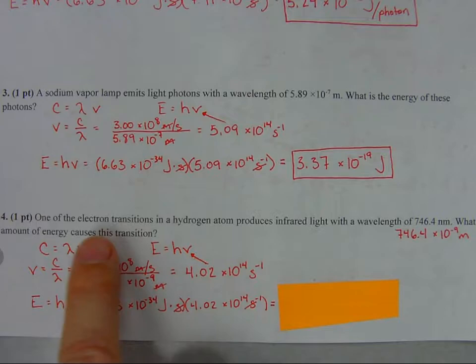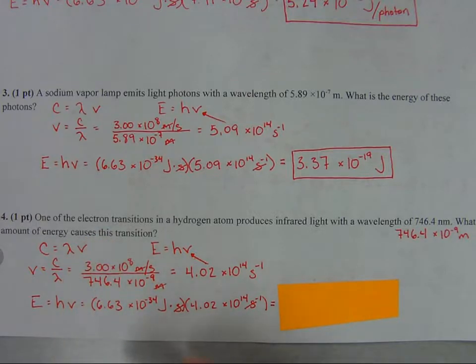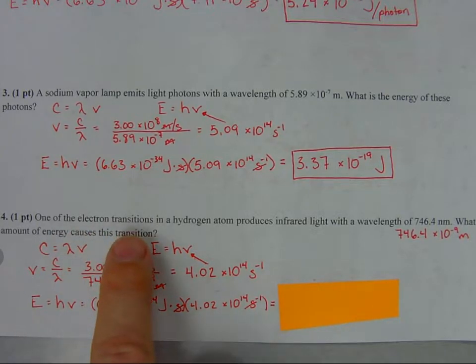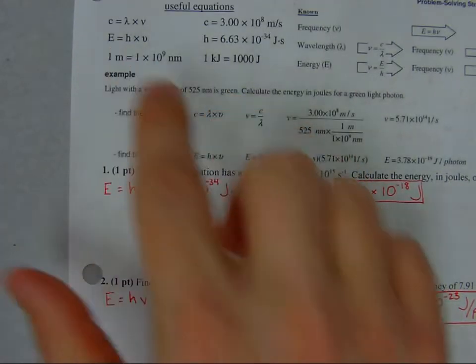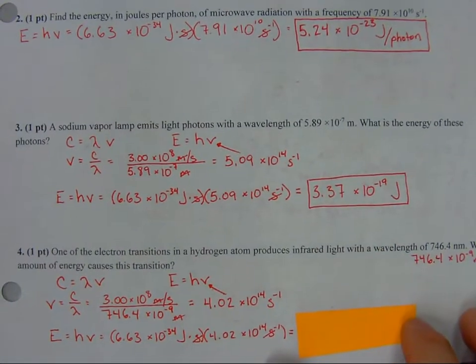Again, one of the goals of this worksheet is to help you compartmentalize what you know and what you don't know. Transitions, maybe you don't remember that the energy of a photon is associated with the transition of an electron within the hydrogen atom. Maybe you have no idea what infrared light is, and you don't know that its wavelength is about this. That's fine. It doesn't matter. It doesn't affect your ability to use these two equations to calculate your value.